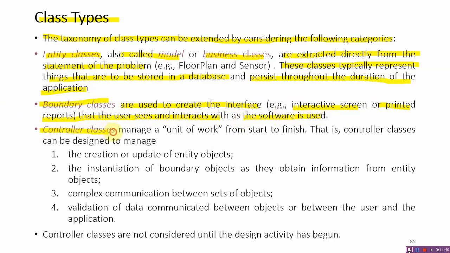Controller classes manage a unit of work from start to finish. That is, controller classes can be designed to manage, number one, the creation or update of entity objects, second, the instantiation of boundary objects as they obtain information from entity objects, third, complex communication between sets of objects, and fourth, validation of data communicated between objects or between the user and the application. Controller classes are not considered until the design activity has begun.